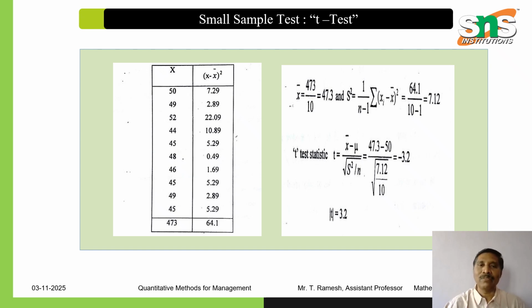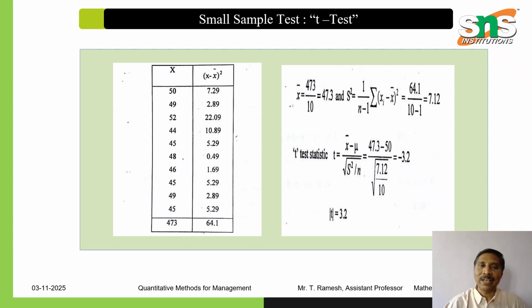First we calculate the average. The average is the sum of all the data divided by the number of data. The sum of all the data is 473, and the number of data is 10. Therefore, 473 divided by 10 is 47.3. That is the average. Now we calculate the variance, that is 1 by n minus 1 into the sum of x minus x bar, the whole square.